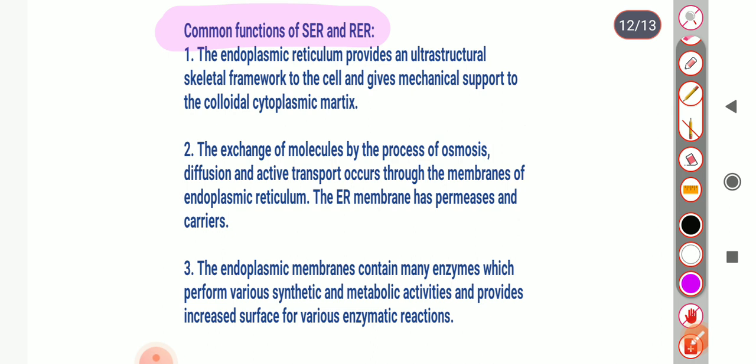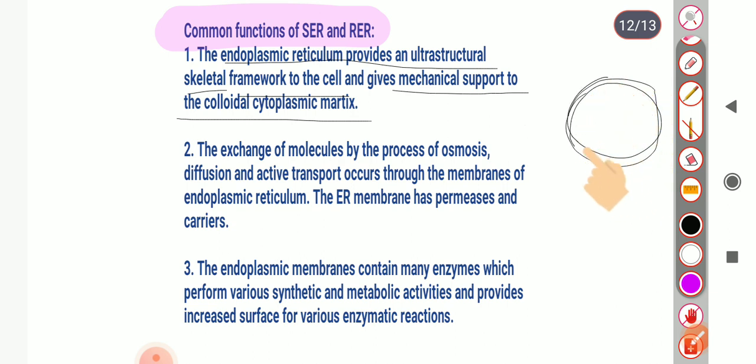First of all, smooth endoplasmic reticulum provides an ultrastructural skeletal framework to the cell and gives mechanical support to the colloidal cytoplasmic matrix. Means first of all, endoplasmic reticulum provides structural support to the cell and skeletal framework, and it also gives mechanical support to the colloidal cytoplasm inside the cell.